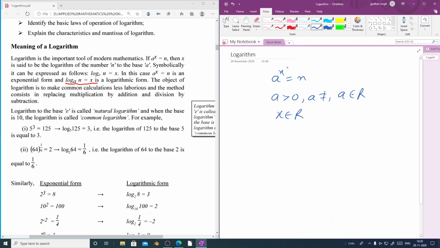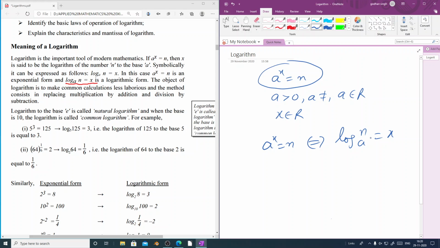So the inverse of this function, that is a raised to x equals n, is known as the logarithmic function. So let's rewrite this. If a raised to x equals n, then the inverse of this is written like this: log n with base a equals x. It simply means, what should be the power on a such that we get the final answer as n, or what should be the exponent of a such that we get the answer as n.